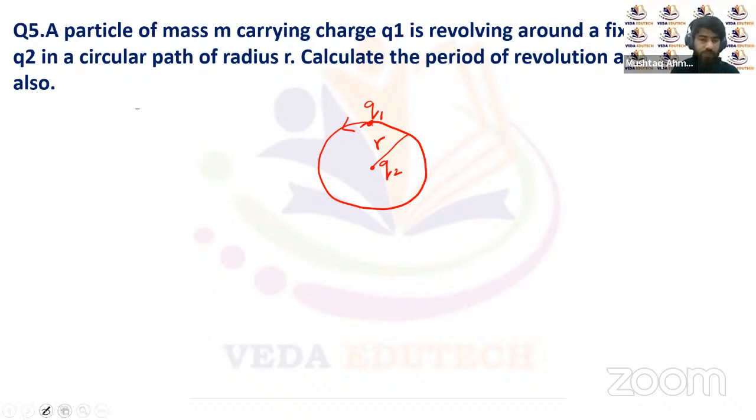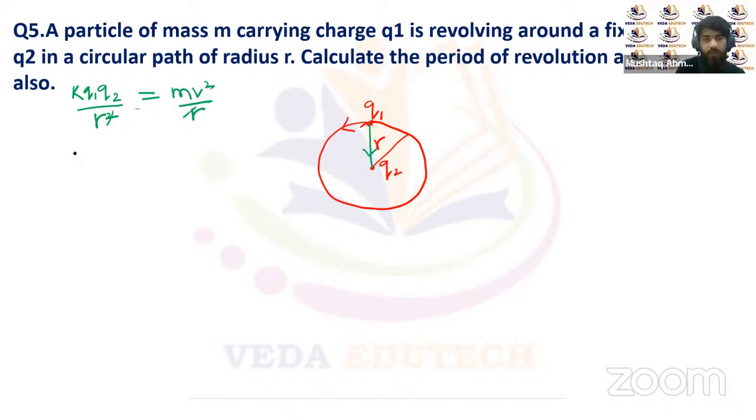Now, we know the necessary force for this charge q1 to move in a circular path is equal to the centripetal force. That's what we call a centripetal force. It's always along the radius of the circle and towards the center. Here the necessary centripetal force will be provided by the electrostatic force of attraction between Q1 and Q2, which is kQ1Q2 upon R square. This should be equal to the centripetal force, that's mv square upon R.